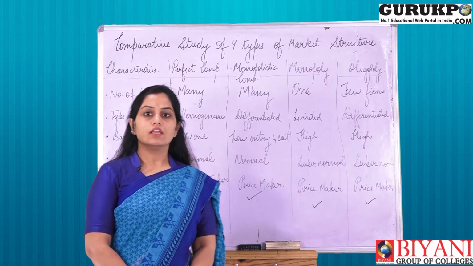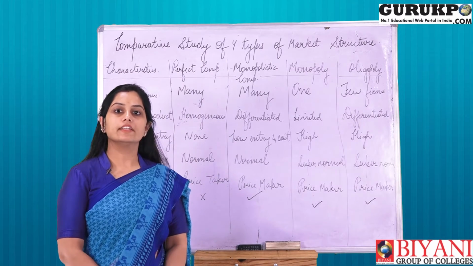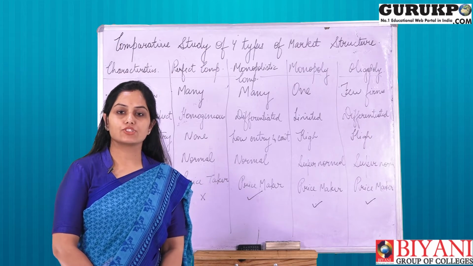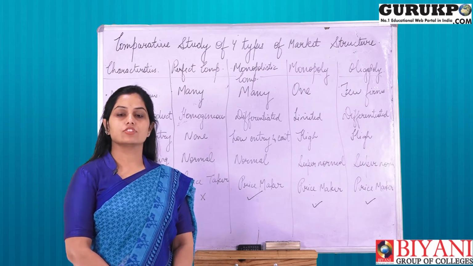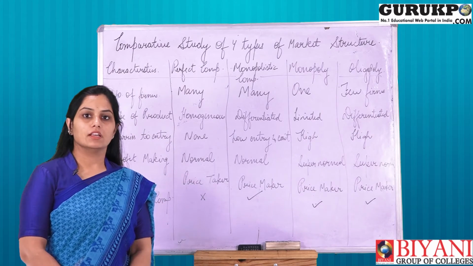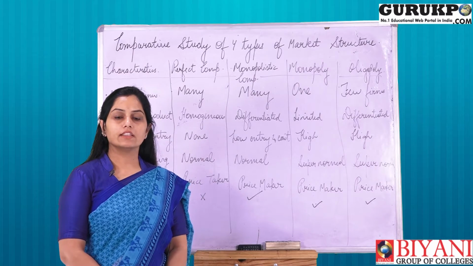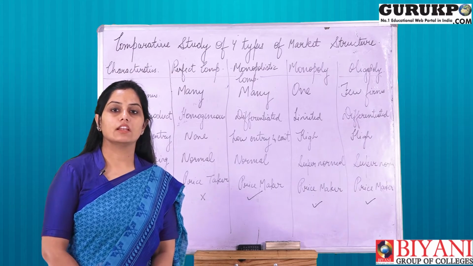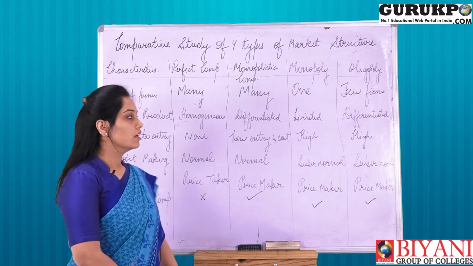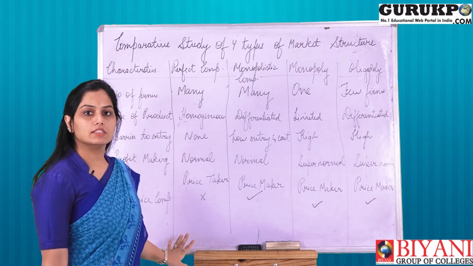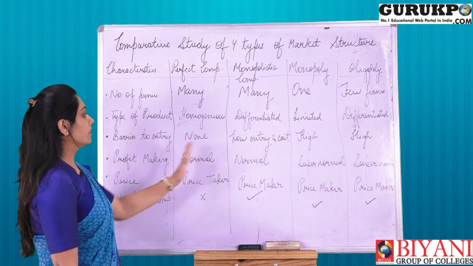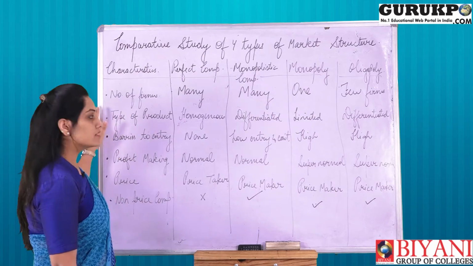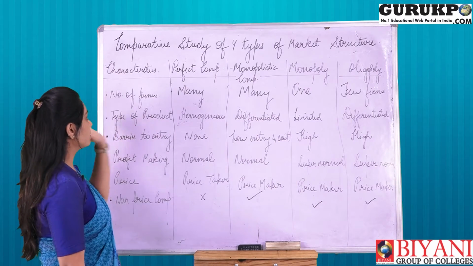Today, I am going to discuss the comparative study between the four different market structures, namely perfect competition, monopolistic competition, oligopoly and monopoly. As we all know, there are different types of market structure in an economy. So what is the difference between these market structures? The points of difference are these. Let us discuss the first point, that is the number of firms.